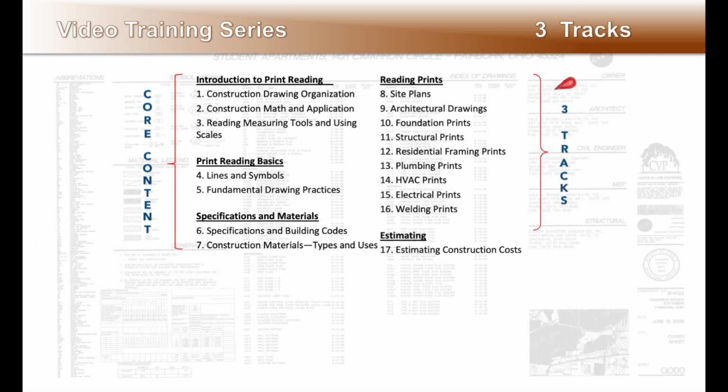Units 8 through 16 are more specific, exploring site plans, architectural drawings, foundations, structural drawings, residential framing prints, plumbing, HVAC, electrical drawings, and an introduction to welding prints and symbols, along with Unit 17, an introduction into estimating construction costs. Each unit has an easy and a bit more complicated residential drawing set and a commercial drawing set used in the activities depending on your area of interest. There is something for all levels of knowledge and ages of entry into learning to read construction prints.